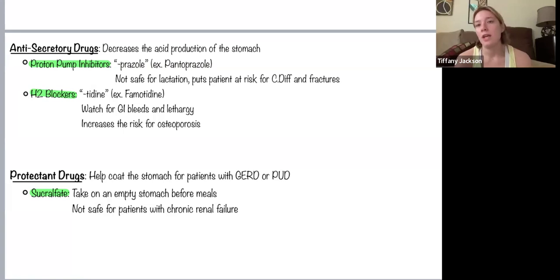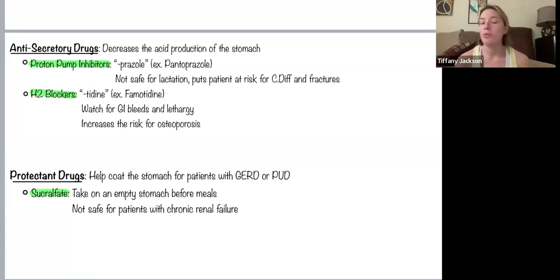Up next, we have our H2 blockers. These end in tidine, such as famotidine. Again, a lot of our anti-secretory drugs are a big risk for osteoporosis, which puts the patient at risk for fractures because they impair our calcium. Okay. Up next, we have protectant drugs.